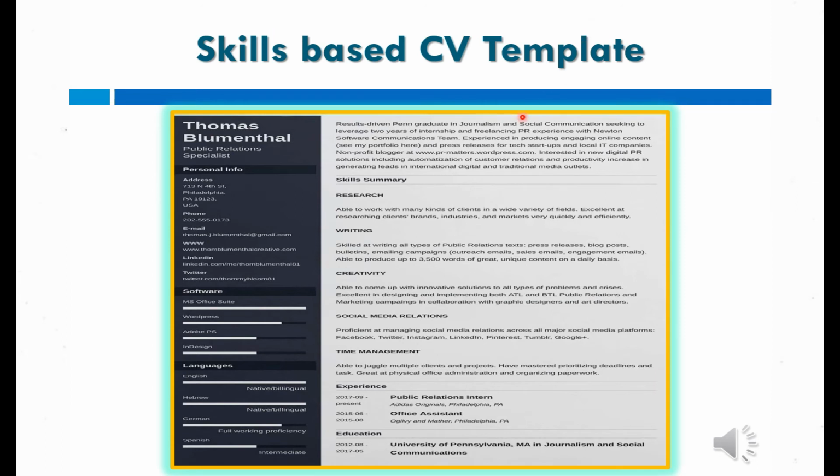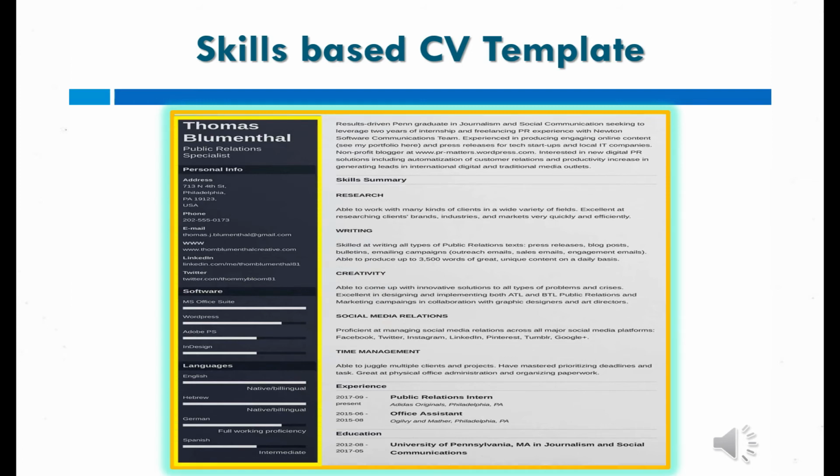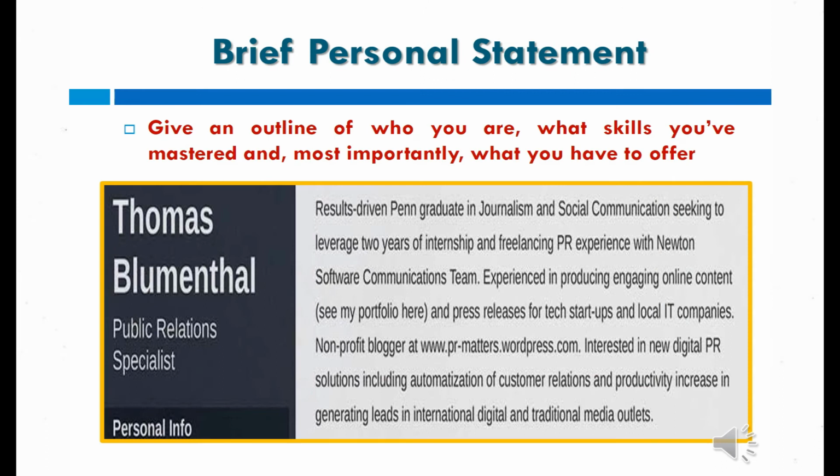So the skills based CV, okay, the personal information is on the side, okay, and this is the summary of what this person has done, and the skills: research, writing, creativity, social media relations, time management. So he's got these 5 skills, okay, and he's going to discuss them in more detail. Now let's have a look, okay, at how these are described. So this is the personal statement in the beginning, and now let's move on to the skills.